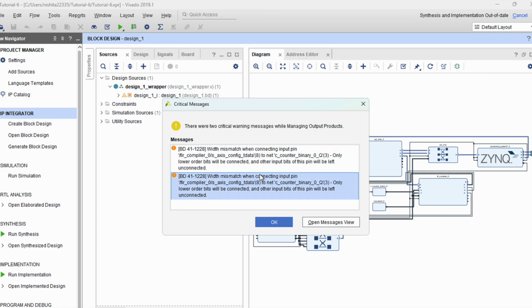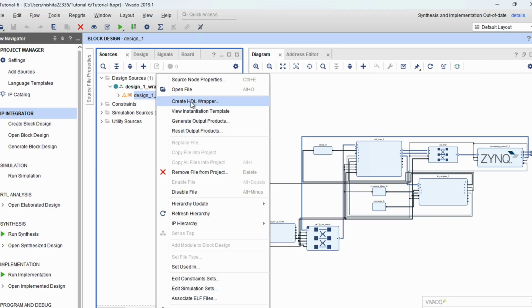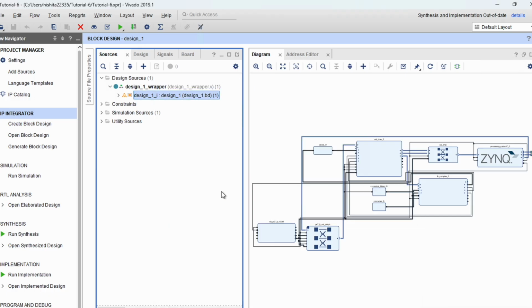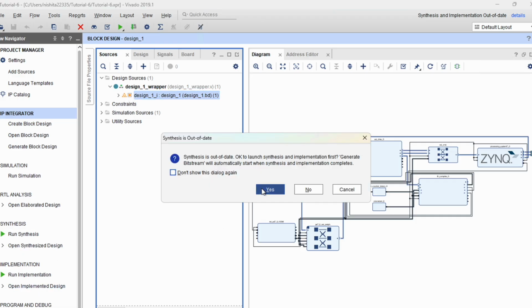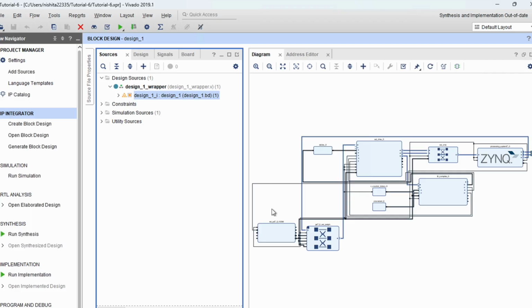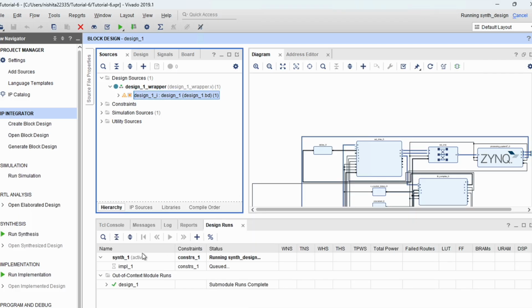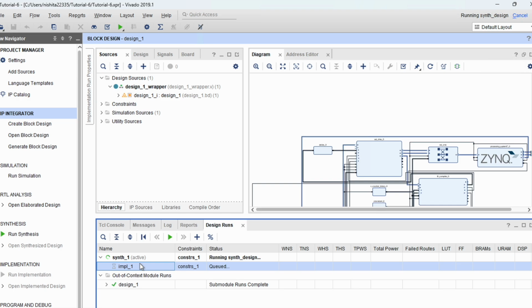As you can see, the two critical warnings over here are of the width mismatch, that says only the lower bits will be connected, rest will be left unconnected, which is exactly what we want. Hence we will go ahead and ignore these warnings and move on to creation of the HDL wrapper. Our HDL wrapper has been created. Now we will go and generate our bit stream. In the bit stream, my synthesis and implementation have either started or are in queue. Once these runs are done, the bit stream will be generated.